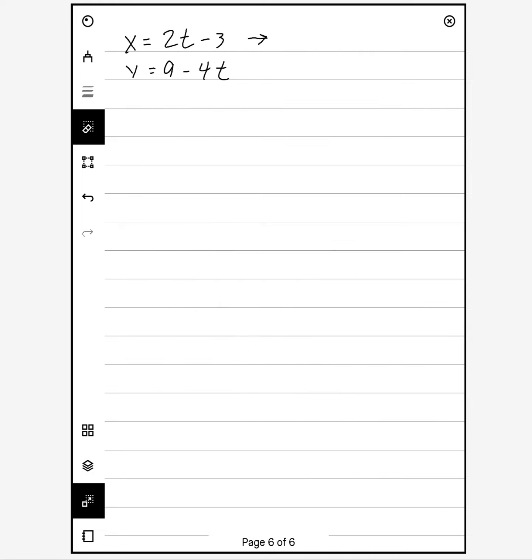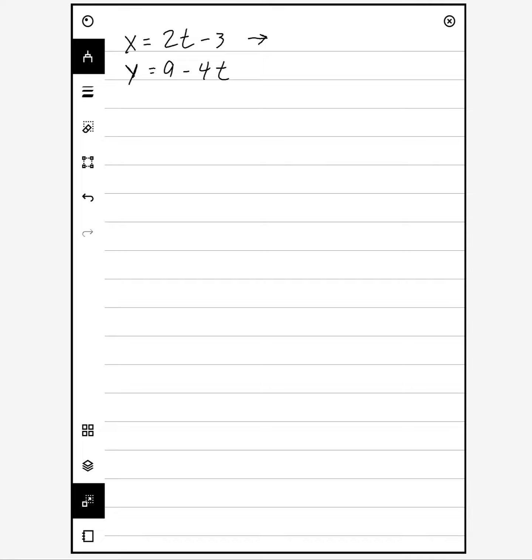So let's do another one from the beginning. So the two equations we have are x is equal to 2t minus 3, and then y is equal to 9 minus 4t. And like I said before, we're going to want to write t in terms of x. So let's start with this equation first.